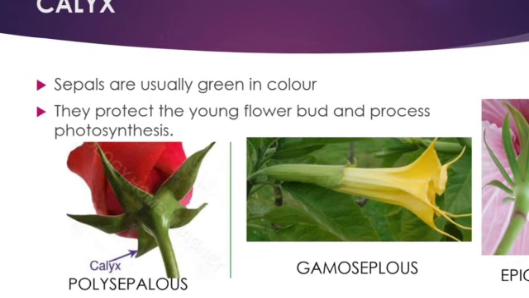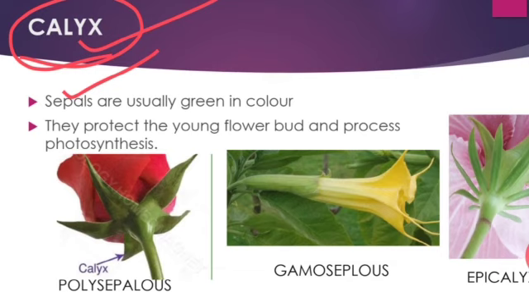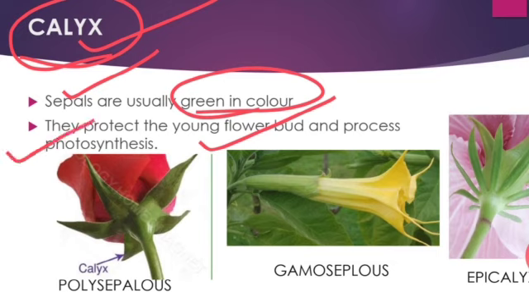First, coming to calyx. Calyx is the term related to sepals. Sepals collectively are named calyx. Calyx is green in color. The function of calyx is to protect the flower bud, and it also helps in photosynthesis, as it is green in color.